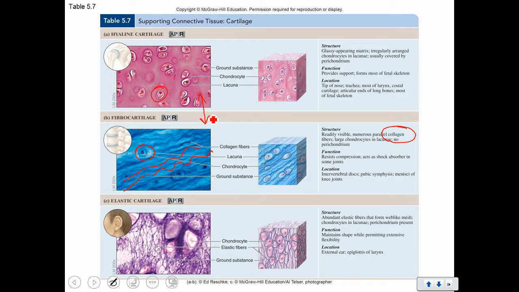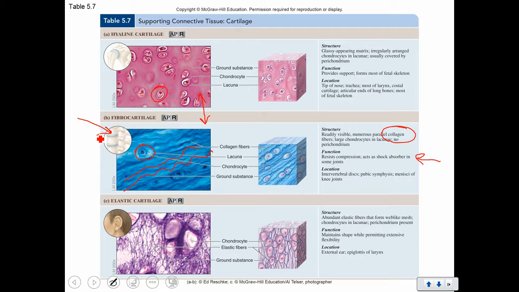Fibrocartilage is found in places where you're trying to provide cushioning or support, a shock absorber, so to speak. So you're going to see it in the intervertebral discs of the back. You also see it in what they call the pubic symphysis, which goes between the 2 pubic bones in our skeleton.